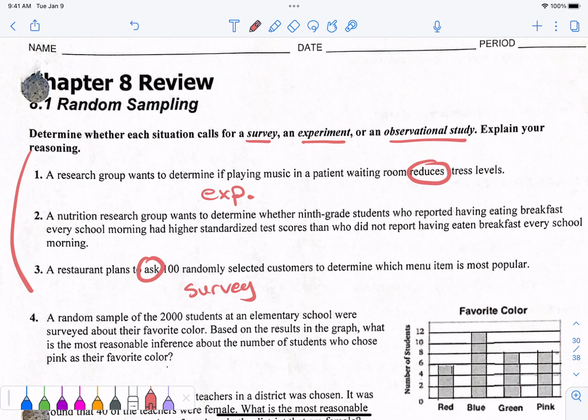I get that you're doing some observation in your experiment, but you would need 2 groups in order to determine reducing stress level, okay? Number 2, a nutrition research group wants to determine whether 9th grade students reported having eaten breakfast. I am not providing the breakfast to them. Observational. This is where I'm just observing their grades based on who ate breakfast and who didn't. I'm just collecting the data. There are kind of 2 groups, but I did not have to split them into the 2 groups. They are naturally occurring, and that is just an observational study.